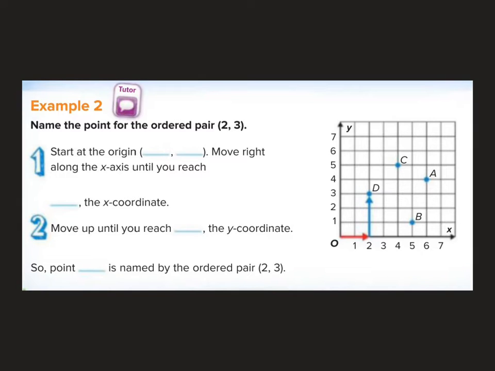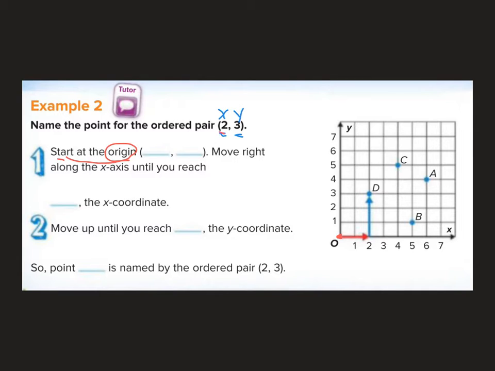Name the point for the ordered pair 2, 3. The 2 tells me how I'm moving along the x-axis, and the 3 tells me how I'm moving along the y-axis. I remember that because in the alphabet, x comes before y. So when I'm doing my ordered pair, x comes before y. Let's give that a shot. We always start at the origin. That is always our starting place, right at the intersecting point of the x and y axes.